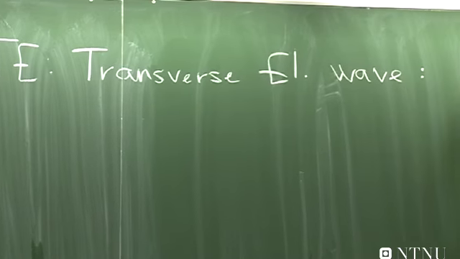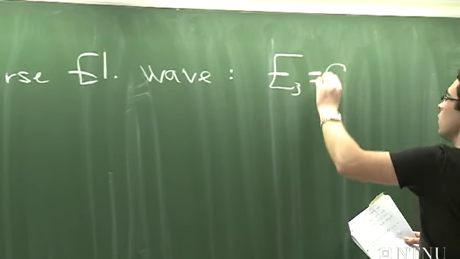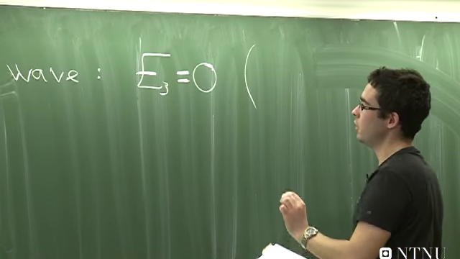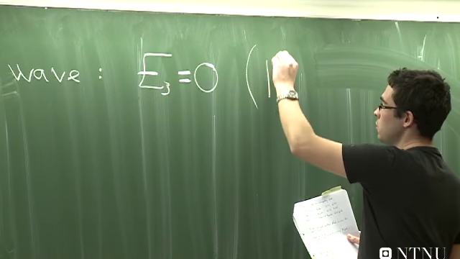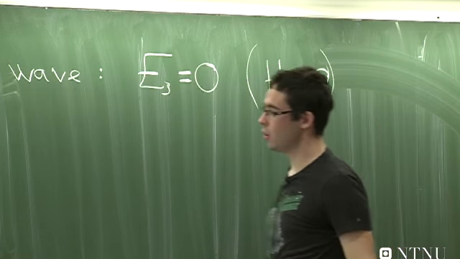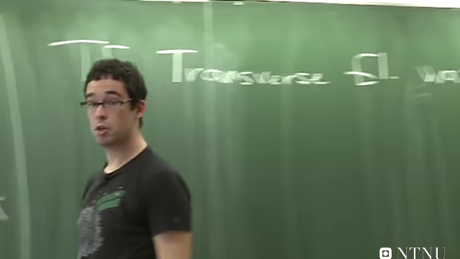And that has E3 equal to 0. That's the definition of transverse electric. And this means that H3 is not equal to 0. You can see this most easily if you look back at the geometric picture.